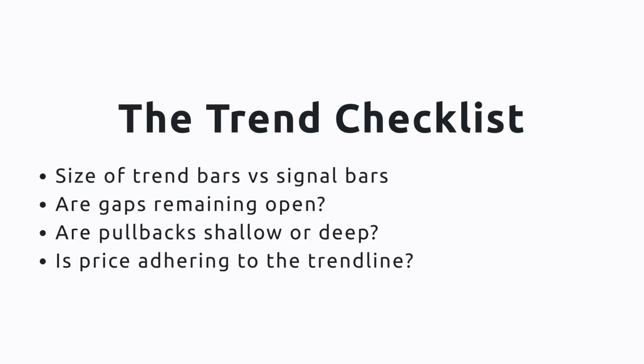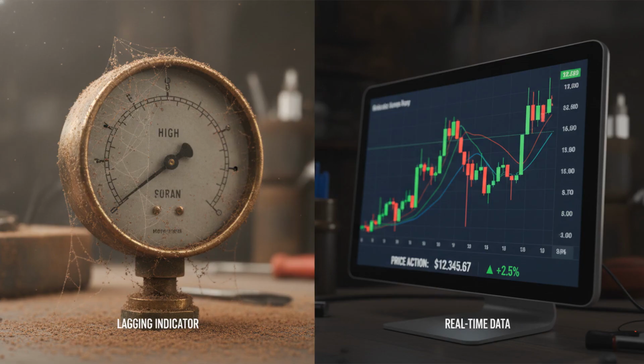Watch the bars. Are the bodies growing or shrinking? Are the gaps staying open or closing? Is the market stair-stepping cleanly or grinding back and forth? Do not use indicators to tell you this. The price bars themselves are the fastest signal. A moving average lags. A price gap is instant information about order flow.